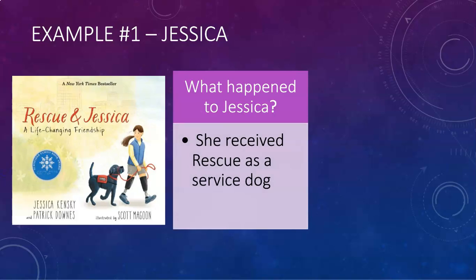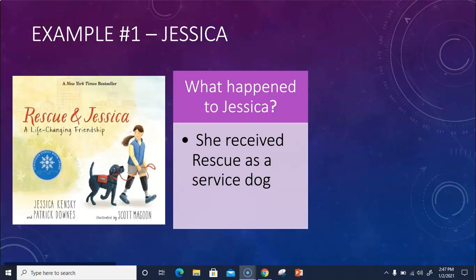If you guys out there across Copper Scope are saying she received Rescue as a service dog, you're absolutely correct. This is a monumental event in the story. It is what we call the catalyst for the whole story here. Okay, and so how did this event cause Jessica to change? What ideas do you guys have out there?